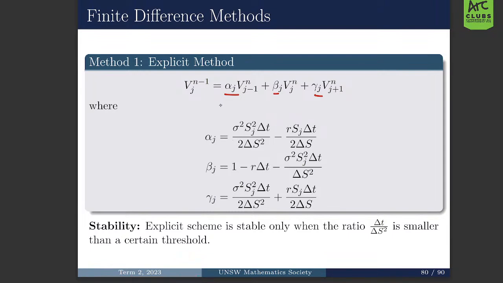And don't worry about these formulas. If they do ask you, they're most likely going to give it to you inside the question as well. So the next thing about the explicit method is talking about the stability of the method.